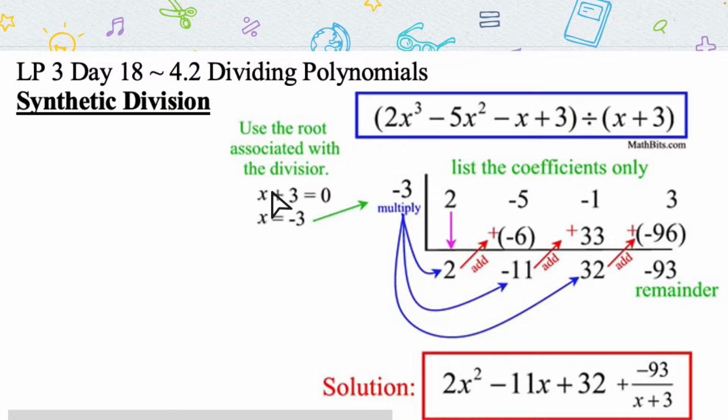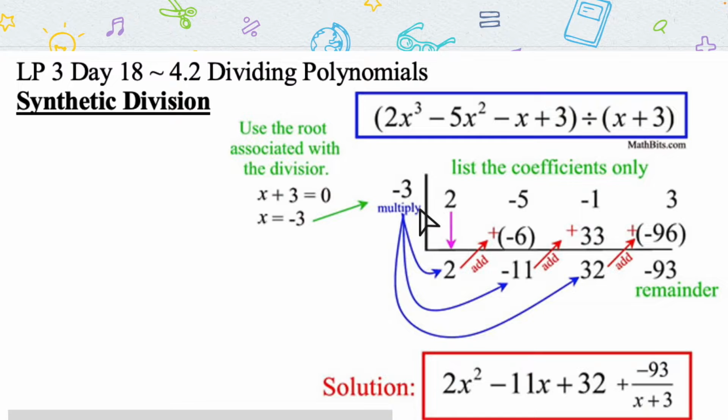What we do is, because we're dividing by that, we're being told that's a root, so it equals 0. If I solve, I subtract 3 on both sides and I get negative 3. You don't necessarily have to take that full step each time. You can just look at the root and take the opposite of whatever's happening there, so it would be negative 3. This is what we're going to use out in front, and even though we're doing synthetic division, we're actually using it as a multiplier.